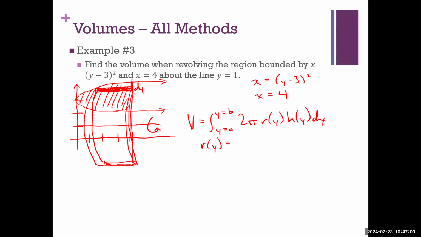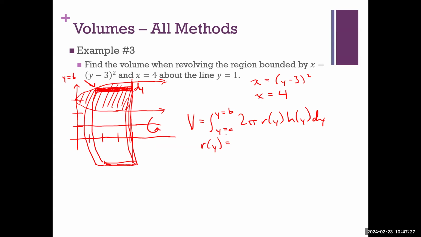It's what, minus 1? So here's the rectangle I drew. Let's say this has a y value of b. How far is this rectangle I drew from the line we're going to rotate it over? It should be b minus 1, right?